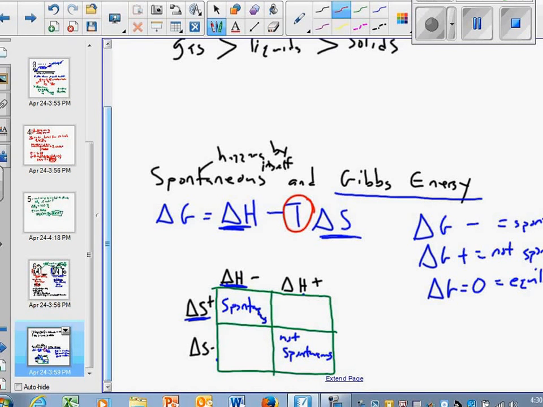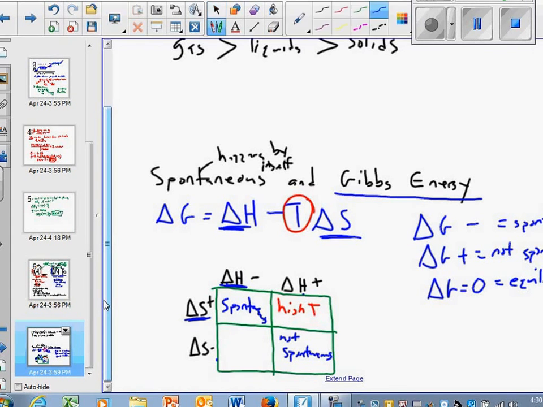So we know that we want delta S to be positive for a spontaneous reaction. So if both delta H and delta S are positive, so delta S is spontaneous but delta H is not spontaneous, high temperature is going to make delta S win. So when both things are positive, it is spontaneous at high temperature only. If the temperature is low, then it's not going to happen without help. Okay?